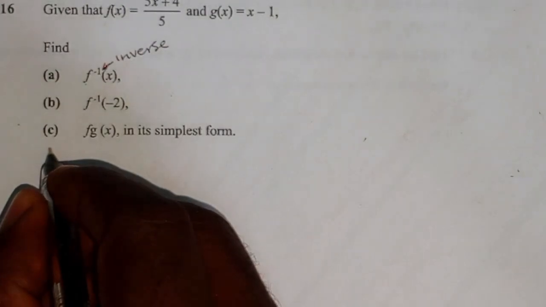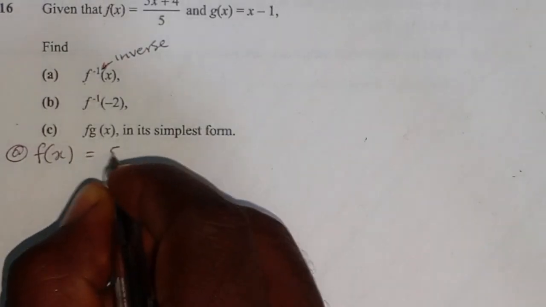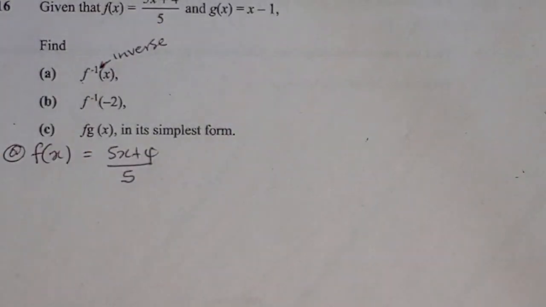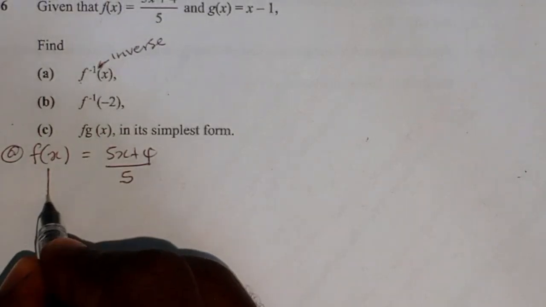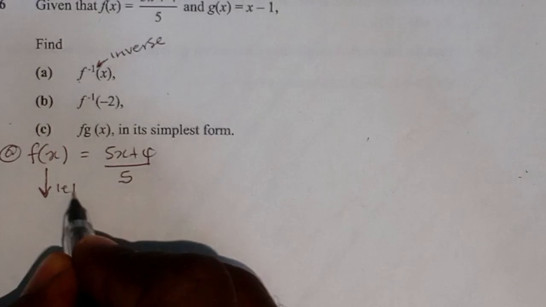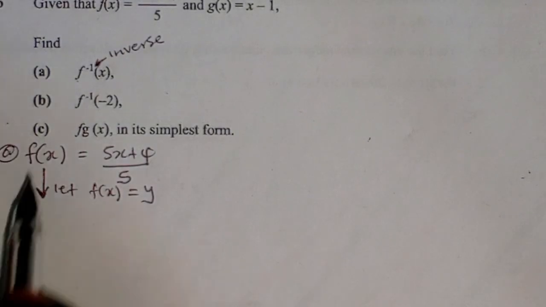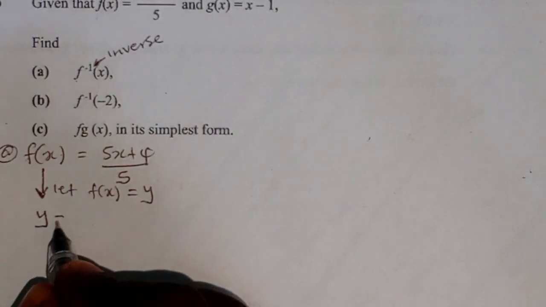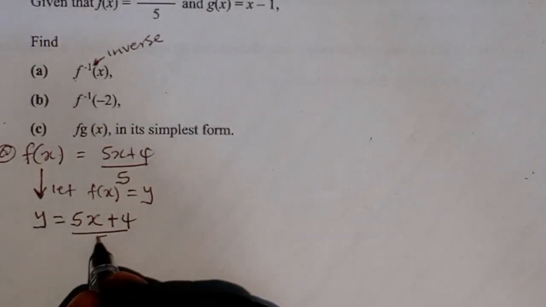So f of x is equal to (5x plus 4) over 5. We have 3 steps that we need to follow. The first step, let f of x be y. That is step number 1. So this f of x, we are going to let it be y. So y equals (5x plus 4) over 5.